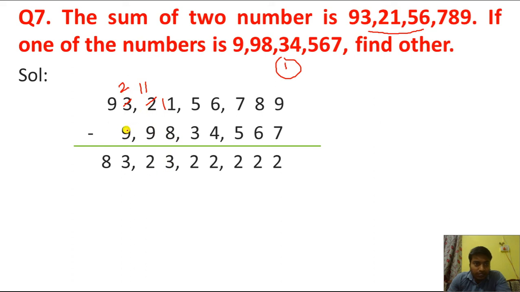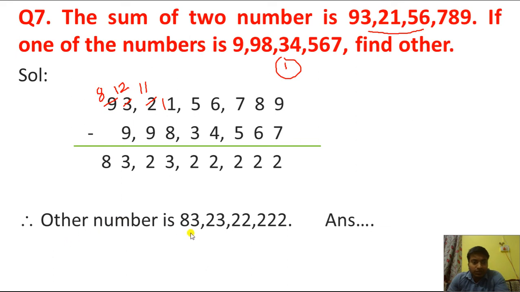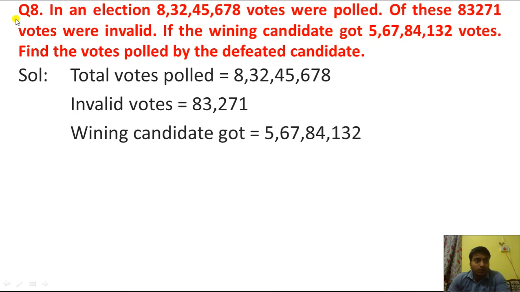Now 2 is less than 9, so this 2 will take borrow from here, so this will become 12 and this will become 8. Now 12 minus 9, 3 and 8 as it is. Okay, so this is the second number. Clear? So the other number is 83 crore 23 lakh 22,222. Okay, understood?